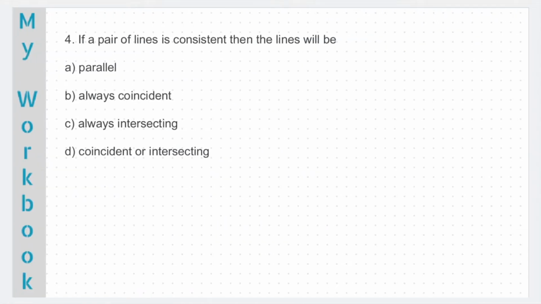Question number 4. If a pair of lines is consistent, then the lines will be... we just saw that the lines can be intersecting or they can be coincident. In this case, they'll have one solution, and in this case, they will have infinitely many solutions. Both cases are called consistent. So the correct option is coincident or intersecting lines.